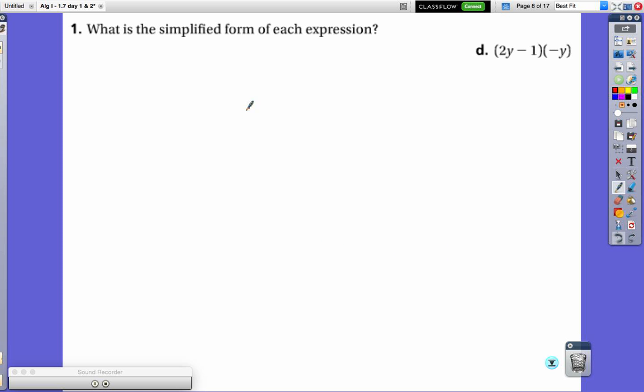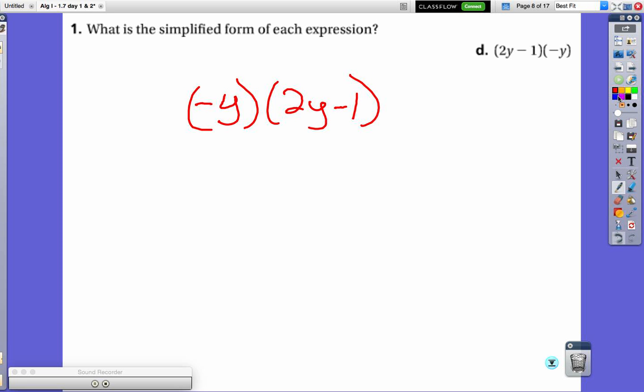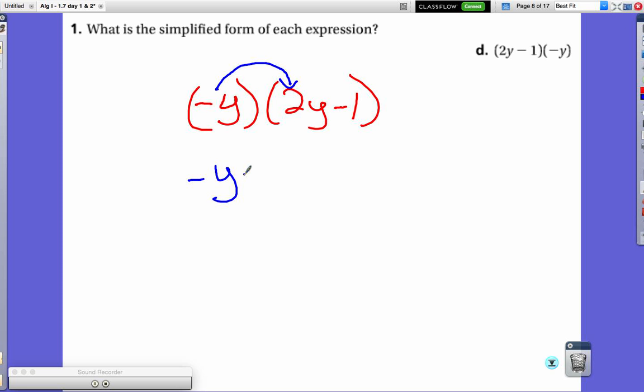All right, last one. You might see one or two like this on your assignment. So again, we have two variables in this one. It's the same variable, so we have the negative y in front, and then 2y minus 1. So now this time when we distribute, we're taking a variable, negative y, times 2y, and then negative y times negative 1.